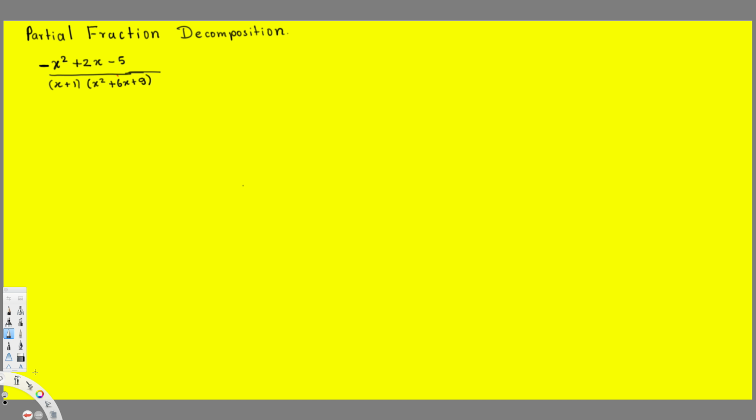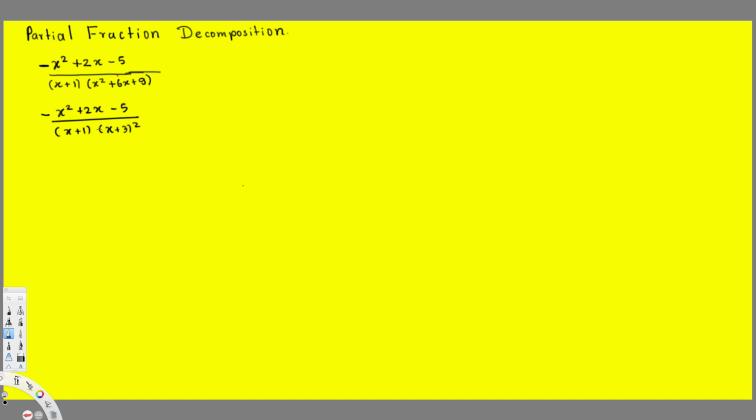Let's find the partial fraction decomposition for this expression right here. First of all, we look at the denominator and see whether we can factor it any more. This one can be factored again. So let's factor this again, and the numerator is going to be minus x squared plus 2x minus 5. In the bottom we are going to have x plus 1, and if we factor this one, this is going to be x plus 3, so we can write it as x plus 3 squared.